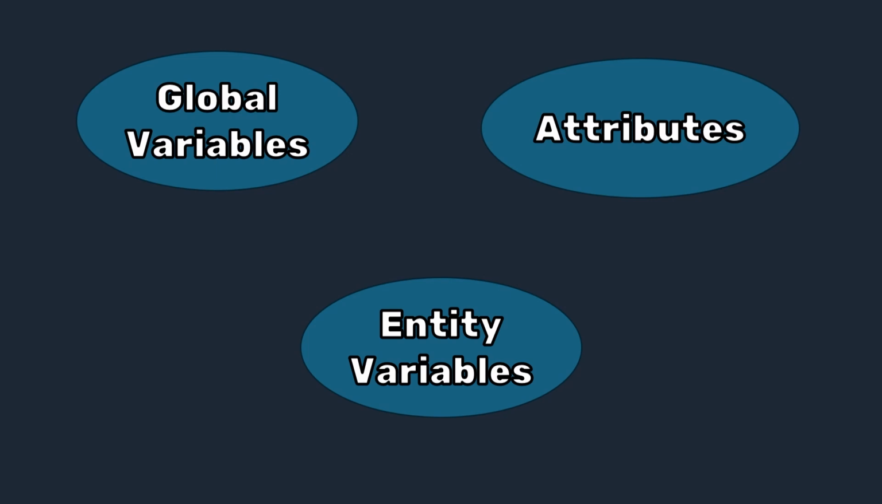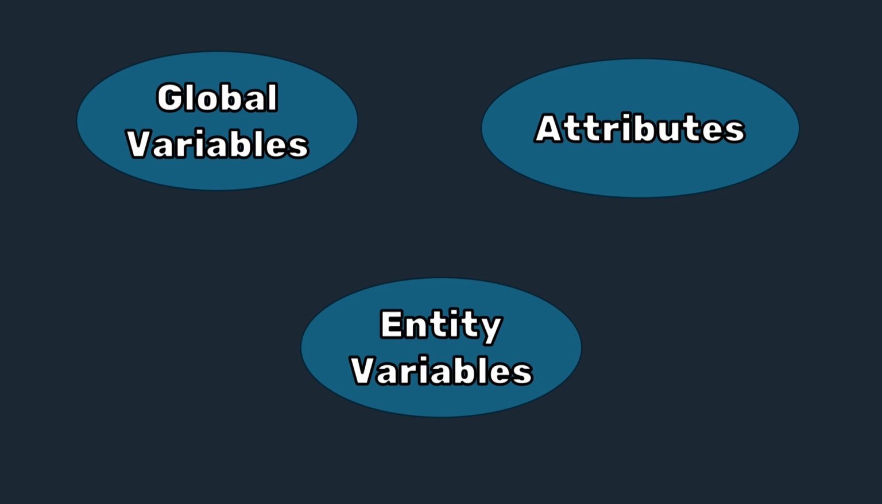In Moddio, you'll commonly see global variables, entity variables, and attributes. Global variables live outside of any specific player or game object. They're persistent for everyone. Any changes here affect all players, no matter who is currently in the game.